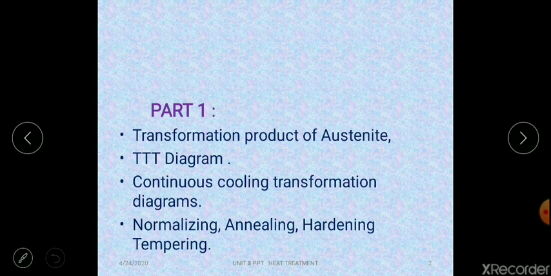Next we'll be discussing the TTT diagram. After that we'll discuss continuous cooling transformation, and then the basic heat treatment processes and then surface heat treatment processes.